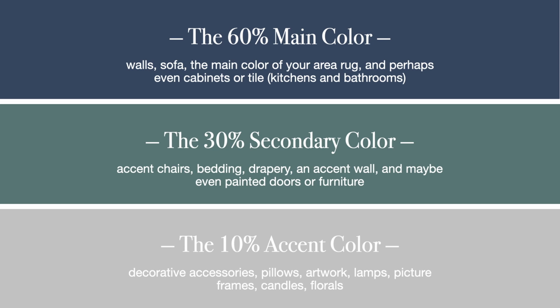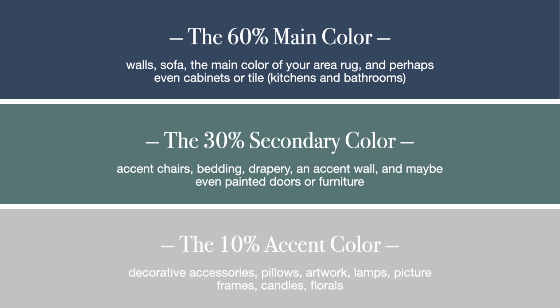The 30% secondary color includes things like accent chairs. It could be your bedding or the drapery that you have on your windows. It could be an accent wall that you've painted or even furniture that you may have painted. The main purpose of the secondary color is to provide contrast with the main color. And this color will show up about half as much as the main color in your space.